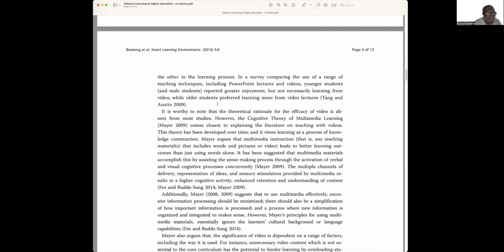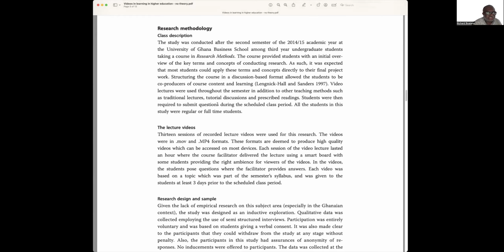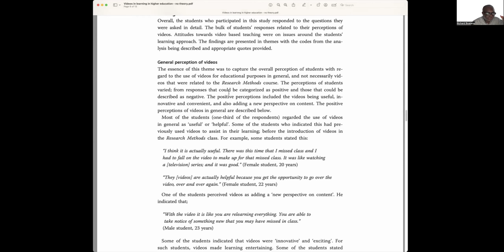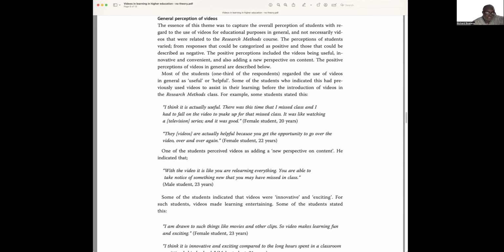So we want to collect the data, and after collecting the data, we structure the answers to suit the questions. General perception of the video, what the students were saying. I think it's actually useful. There was a time that I missed the class and I had to follow a video to make up for that missed class. It was like watching a television series and it was good. That's a female student, 20 years old.